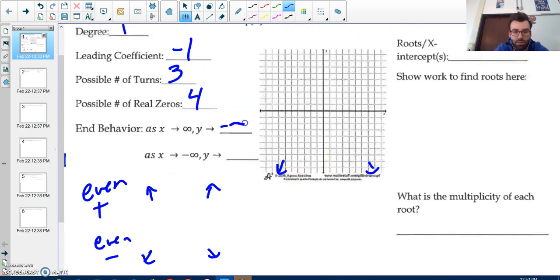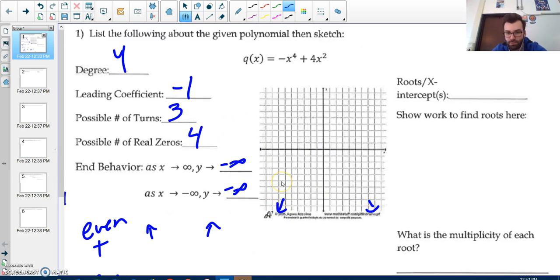So y is going to negative infinity for both. As x gets bigger, y is getting smaller. As x gets smaller, y is also getting smaller. To solve for my roots or x-intercepts, that means y, our function, is going to be equal to 0. So I'm going to set my function, negative x to the 4th plus 4x squared, equal to 0 and factor and solve.